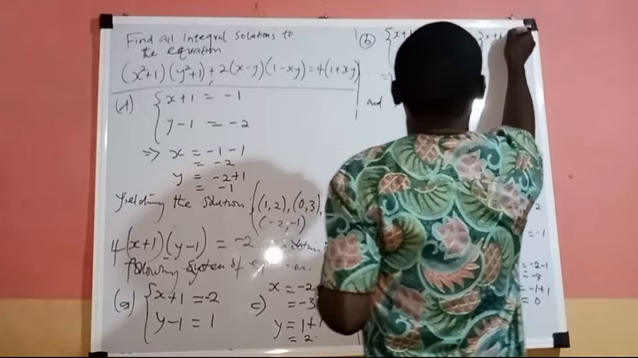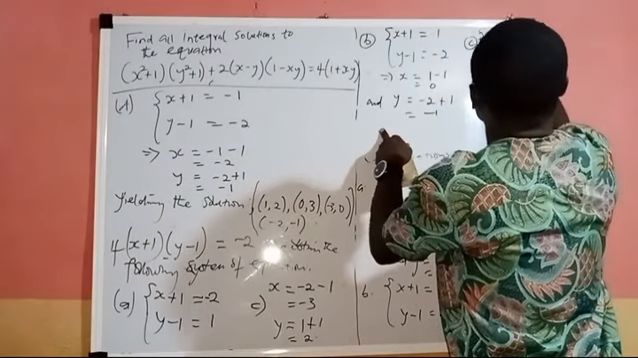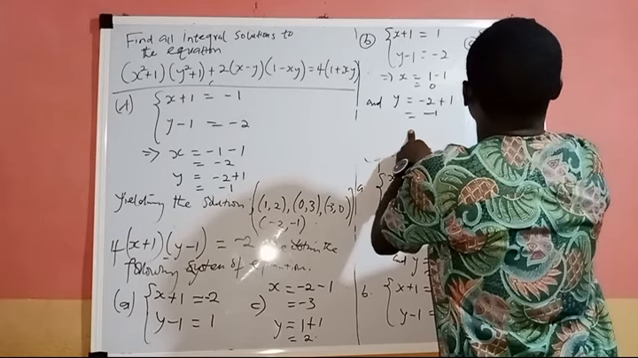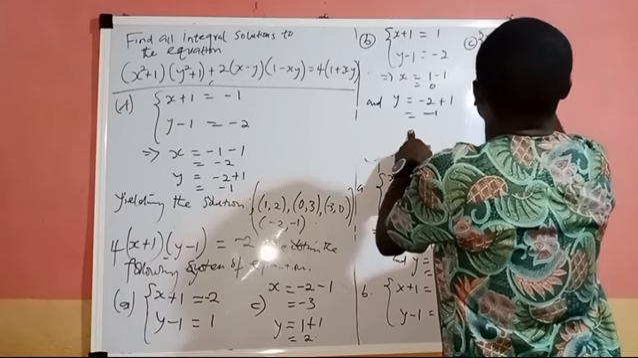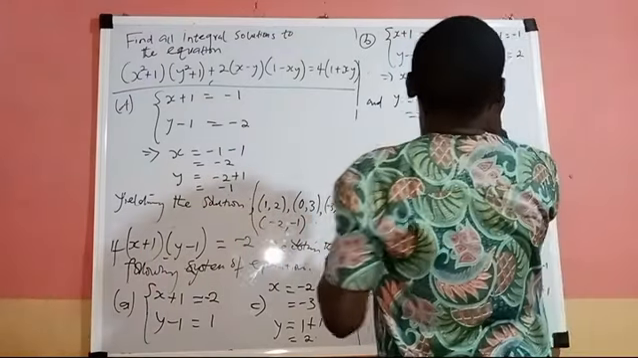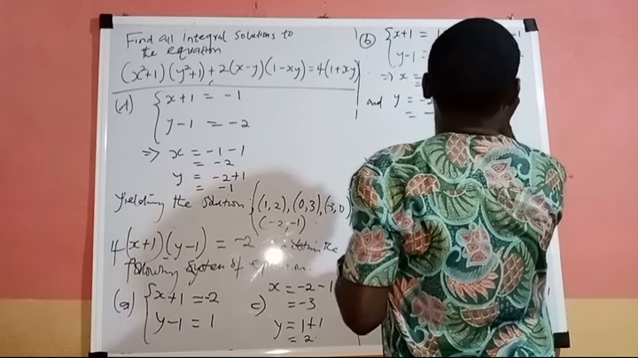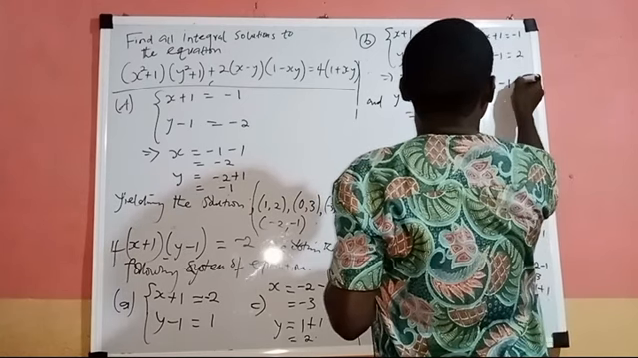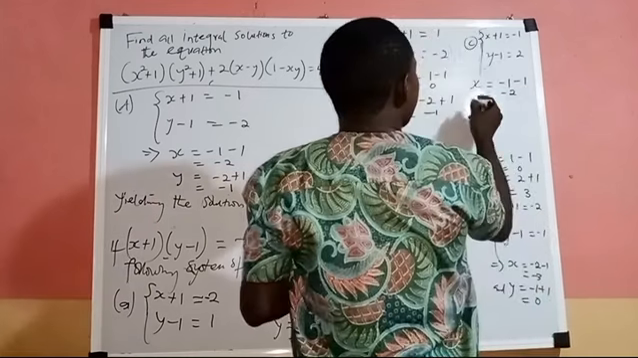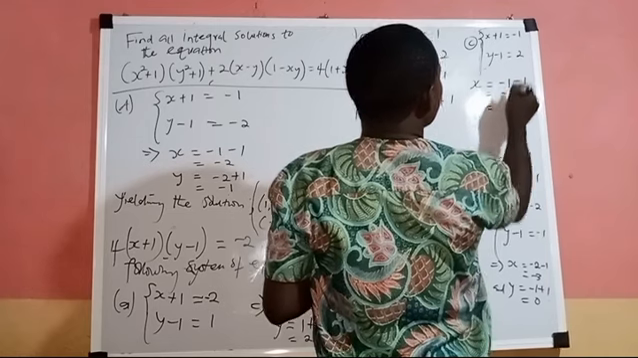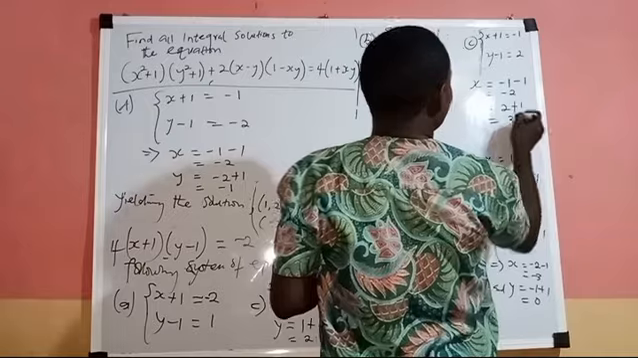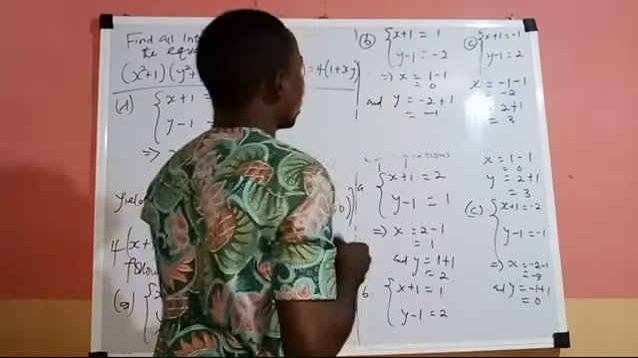Okay, and then for case C, another system of equations we may have is that x + 1 will be equal to -1, and y - 1 will now be equal to 2. So this is also another case we are going to have, and if this happens, our x will be equal to -1 - 1, and that's going to give us -2. Okay, and then our y will be equal to 2 + 1, and that's going to give us 3. Okay, so that's the third case we have.